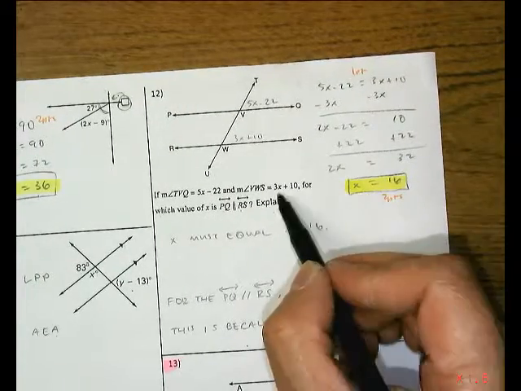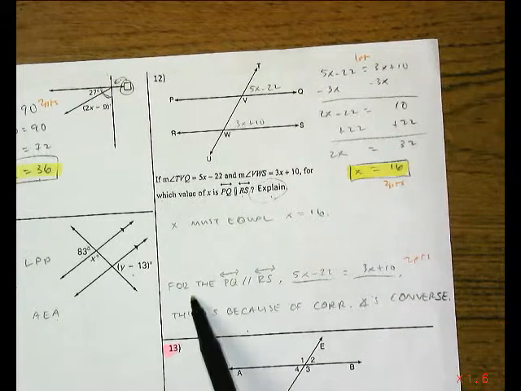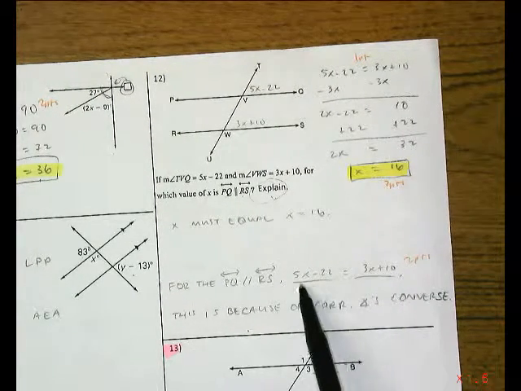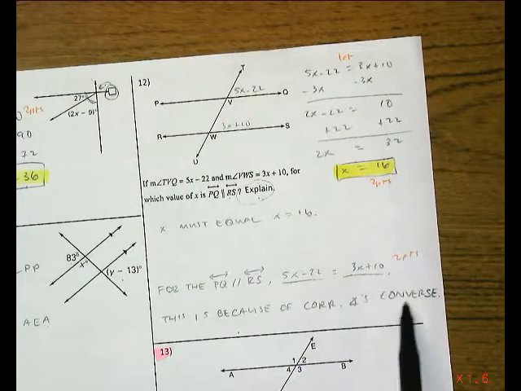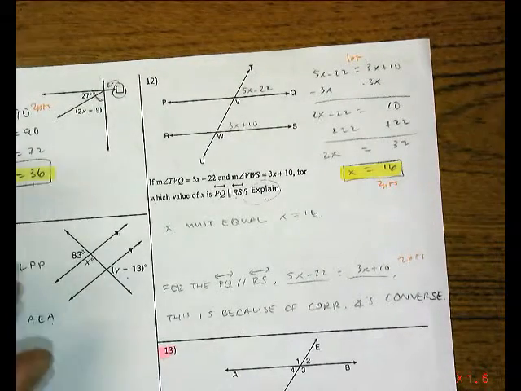Well, then here's another part, explain, which was a sentence frame we practiced during the week. For lines PQ to be parallel to RS, 5x minus 22 must equal 3x plus 10. This is because of corresponding angles converse. X will become 16 to use the corresponding angles converse.